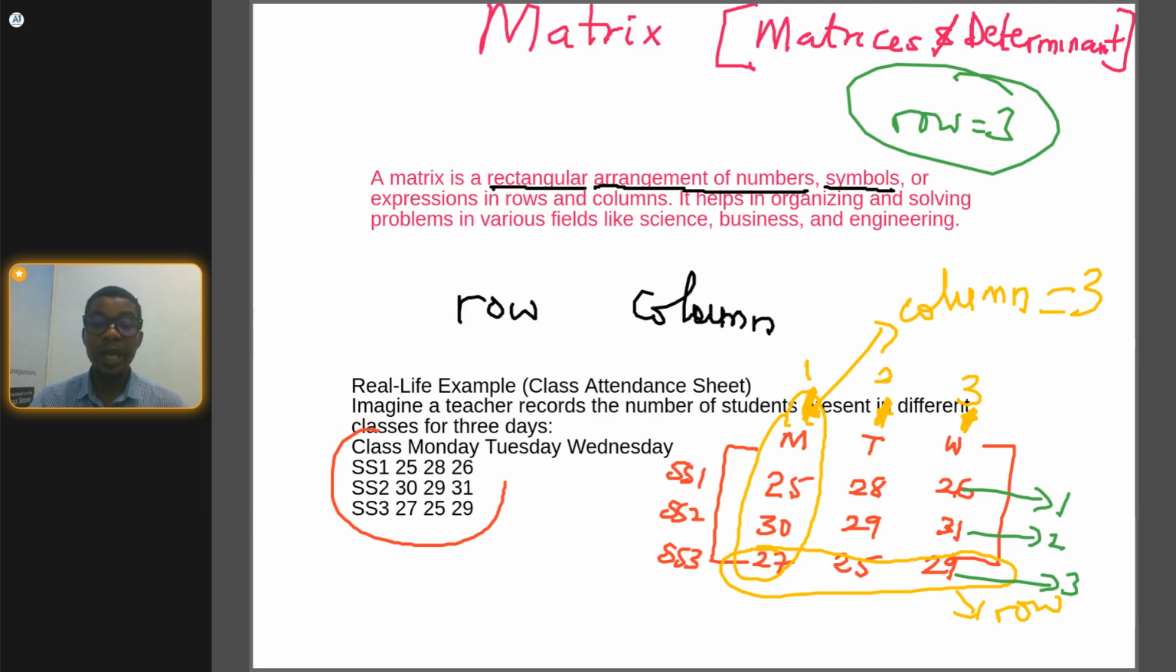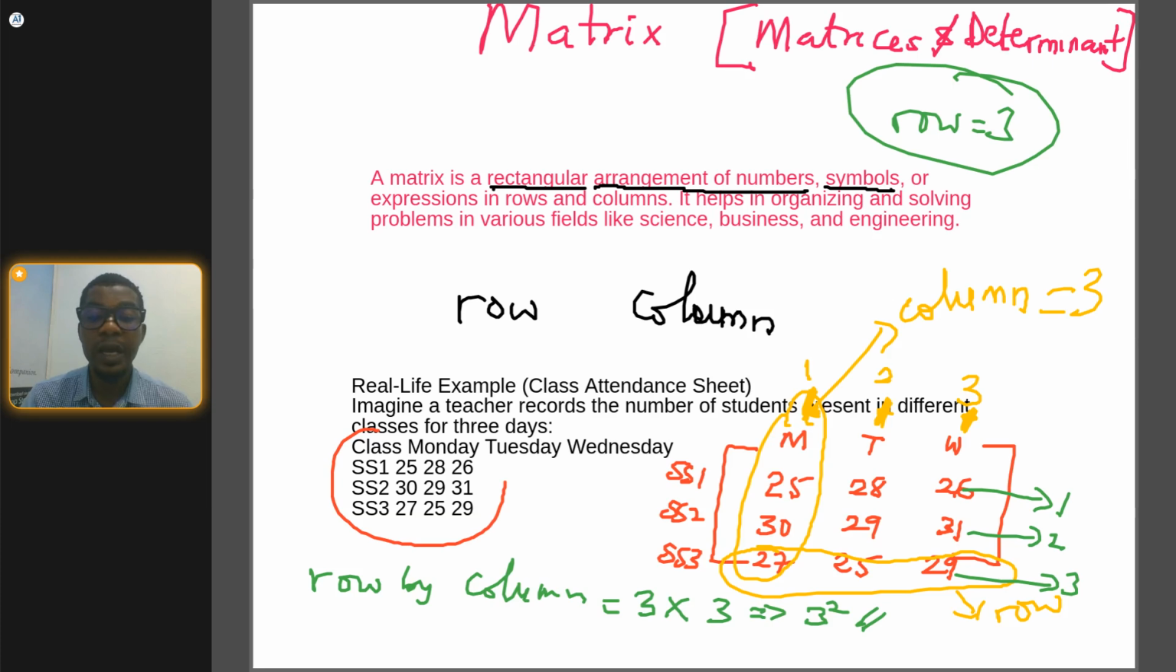That gives us the way of naming a matrix. A matrix is named row by column. So if I'm going to name this matrix, it's going to be 3 rows by 3 columns. So this is a 3 by 3 matrix, which is known as a square matrix. Why is it a square matrix? Because I can express this as 3 raised to the power 2. I believe that is clear to us.